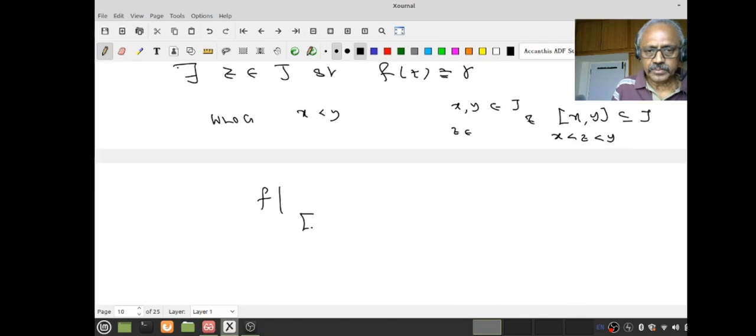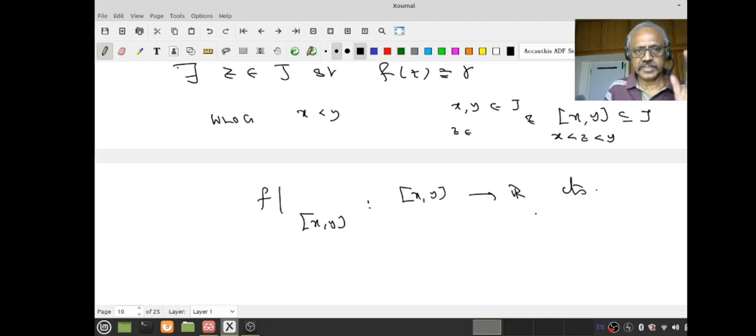Now restrict f to xy. Therefore, this is a function from xy to R. This is continuous, right? The restriction of any continuous function is continuous. Very good. Now, what do I know? f of x is alpha, f of y is beta, and alpha is less than gamma less than beta.